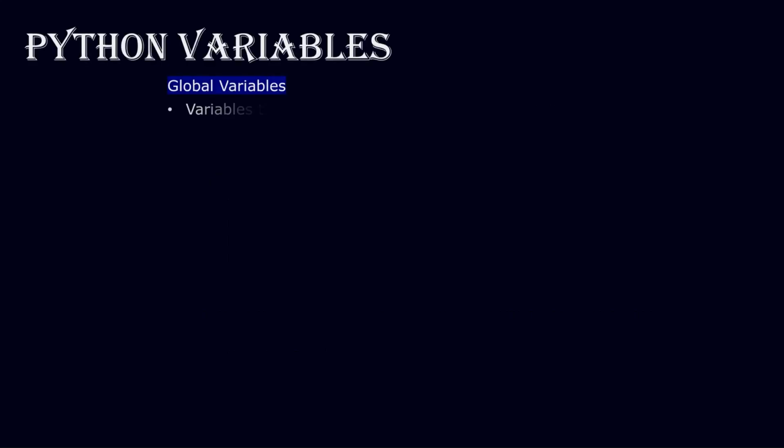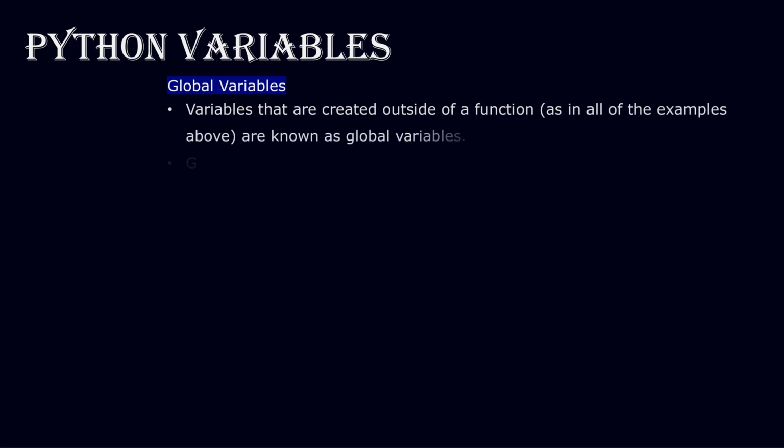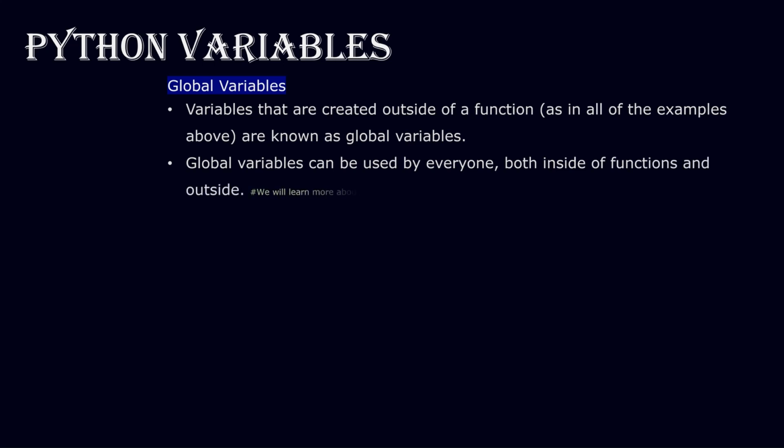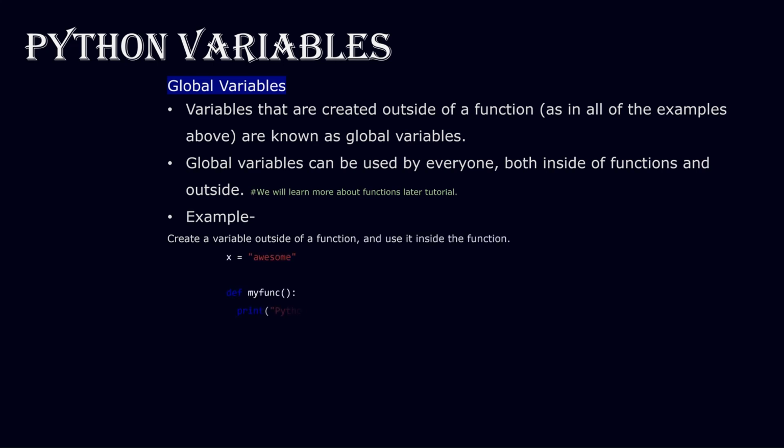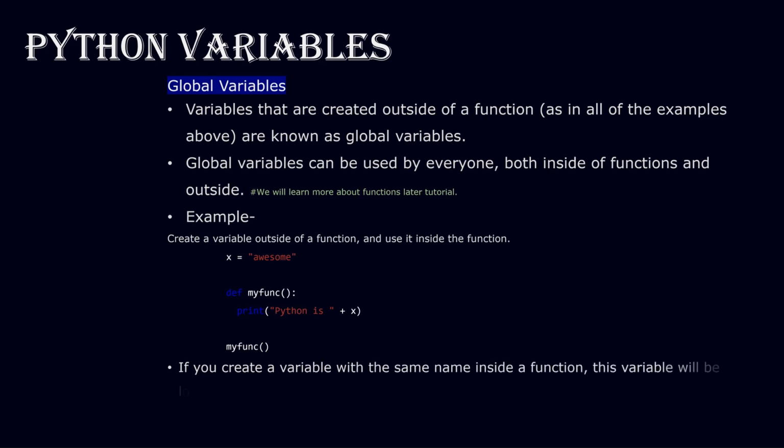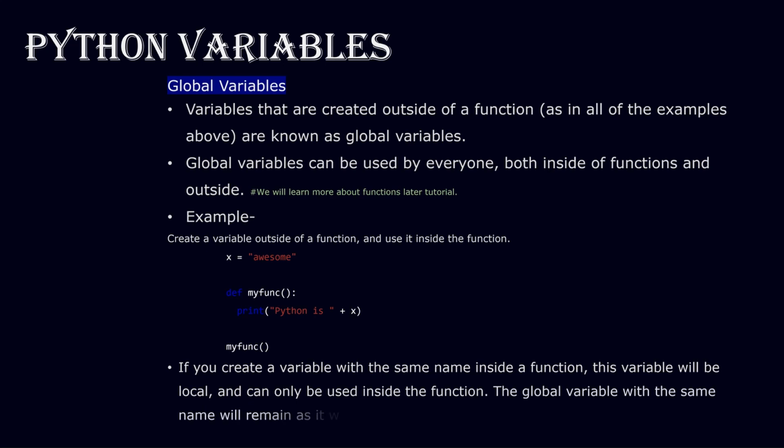Global variables. Variables that are created outside of a function, as in all the examples above, are known as global variables. Global variables can be used by everyone, both inside and outside of functions. We will learn more about functions in a later tutorial. If you create a variable with the same name inside a function, the variable will be local and can only be used inside the function. The global variable with the same name will remain as it was.